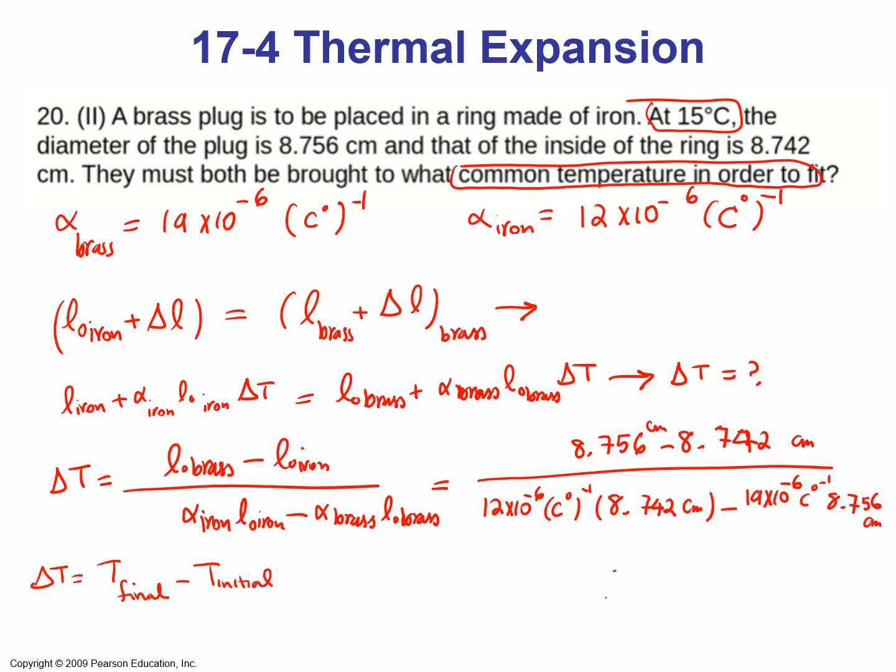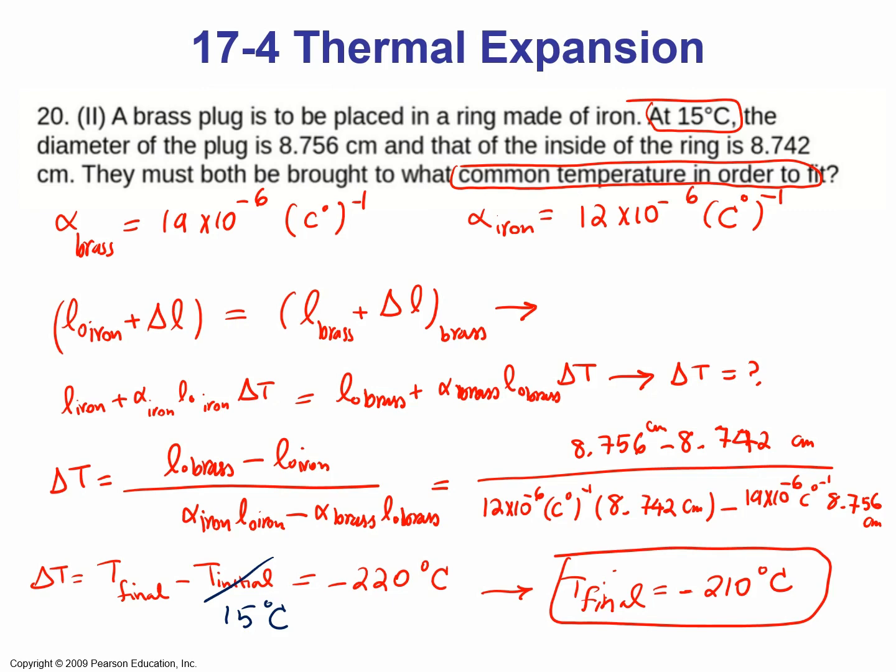And if we simplify everything here, delta T, which is equal to final temperature minus initial temperature, is equal to minus 222 degrees Celsius. We know the initial temperature was 15 degrees Celsius, so we can solve for the final temperature of minus 210 degrees Celsius. So both of them should be lowered to the new temperature of minus 210 degrees Celsius in order to fit.